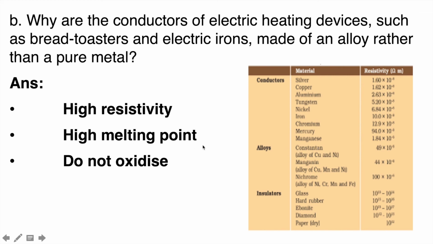One more property: alloys do not get oxidized easily, which means they do not get burnt compared to metals. Metals have a high tendency to get oxidized. Metals are highly reactive with oxygen, so they get oxidized very soon. Alloys do react, but the reaction is slow compared to metals. That's why it is better to use an alloy rather than a pure metal in the conductors of these heating devices.